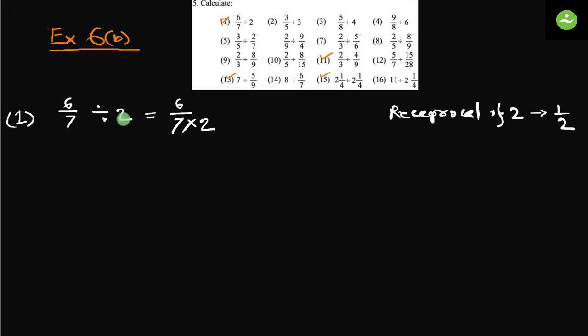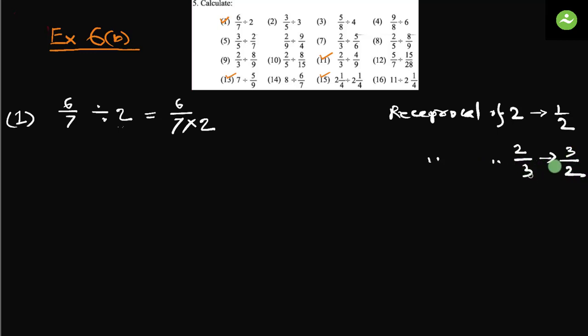There is always a 1 underneath a whole number. Here is a 1, but we don't see that. So 2 means 2 over 1. But we don't write it. When we make it the reciprocal of that number, it just becomes the opposite. 2 becomes half. So if it was 2/3, the reciprocal of 2/3 would be 3 over 2.